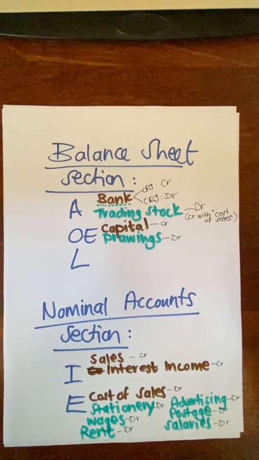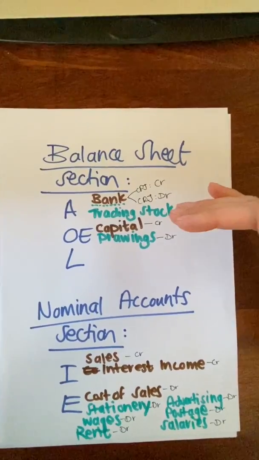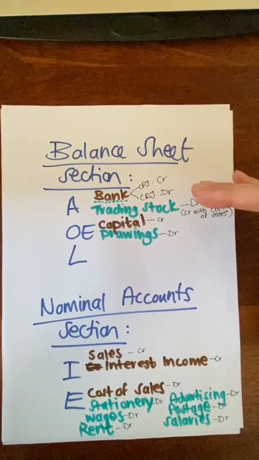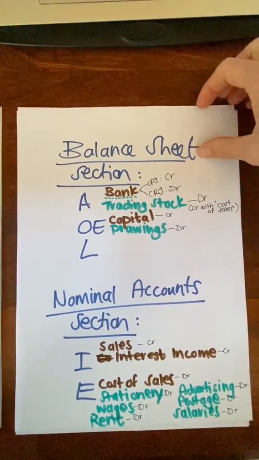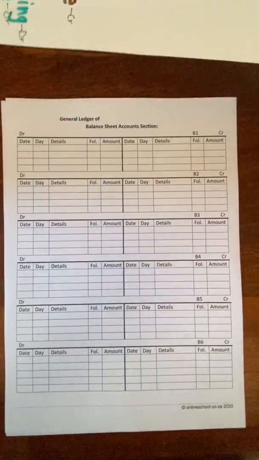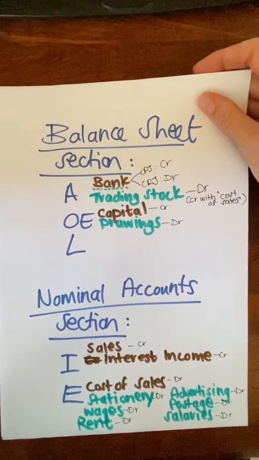So in this video, what I'm going to do is take all of these accounts that we identified from the cash receipts journal and the cash payments journal for Chemex, and we're going to post them to our general ledger. Okay, I'm not going to do all of the accounts. I will do a few of them.